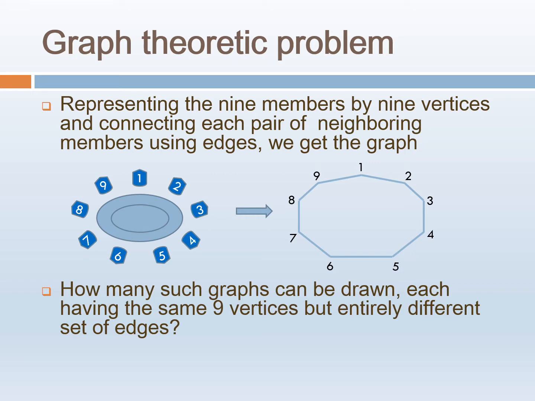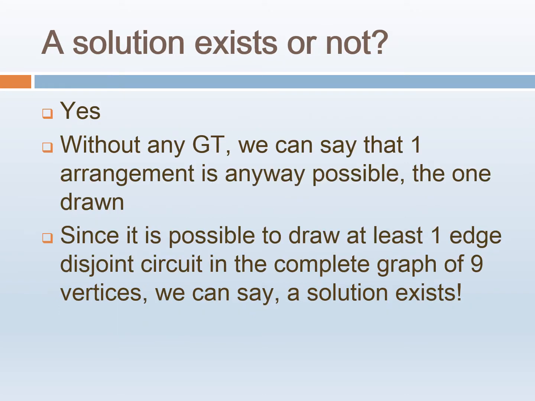Now, how many such graphs can be drawn, each having the same 9 vertices but an entirely different set of edges? If you can draw n number of such graphs, that means this arrangement can last for n days. Now, we will see how many graphs we can draw with these 9 vertices and 9 edges. Of course, a solution exists, right? At least one solution exists because on the first day, everyone can sit next to a new neighbor. The first day is anyway a success.